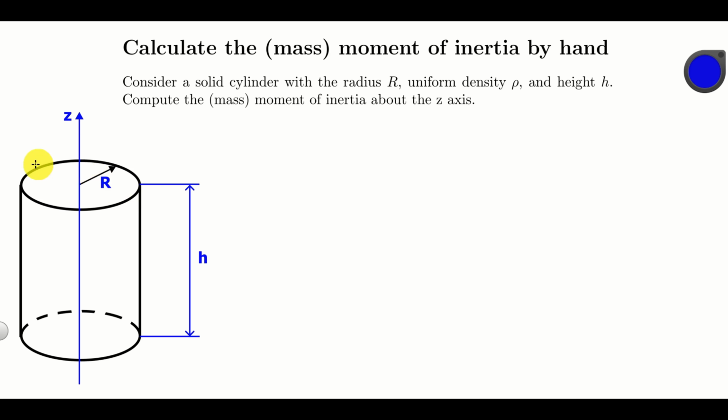Consider a solid cylinder with a radius of r, uniform density ρ and height h. Our task is to compute the mass moment of inertia about the z-axis. To be able to solve this problem, it's first very important to properly understand the definition of the mass moment of inertia. To define it, we need to consider a small piece or an element of our cylinder. Over here, I will illustrate this element.